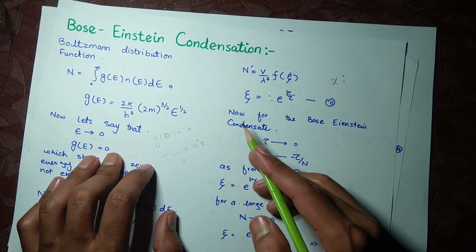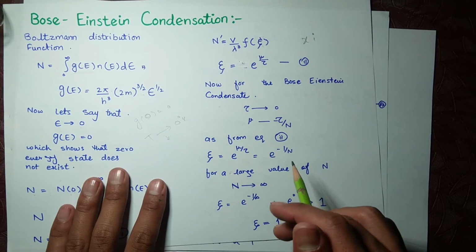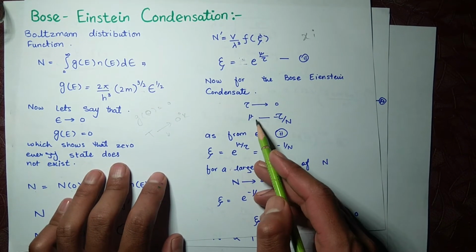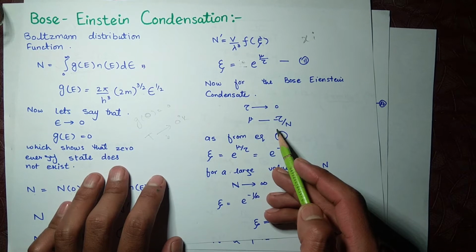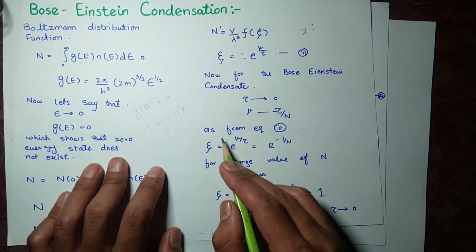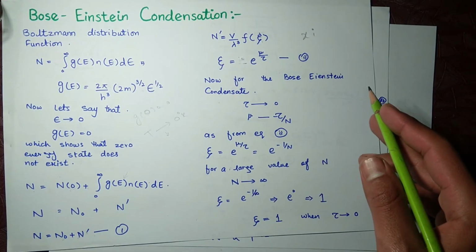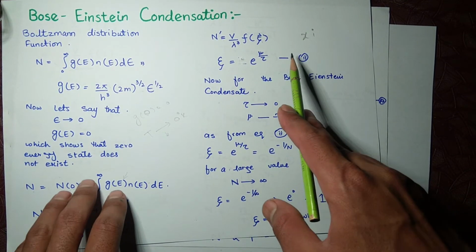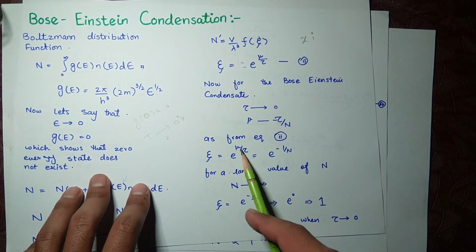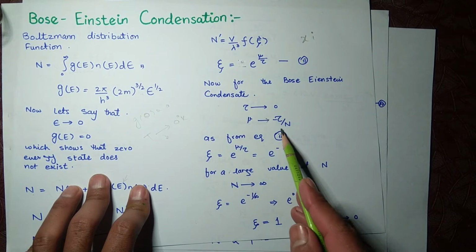So for the Bose Einstein condensate, we have two assumptions: tau approaches 0, and mu approaches minus tau over N. Tau approaches 0 and mu approaches minus tau over N. From equation 2, putting this value here, mu is equal to minus tau over N.